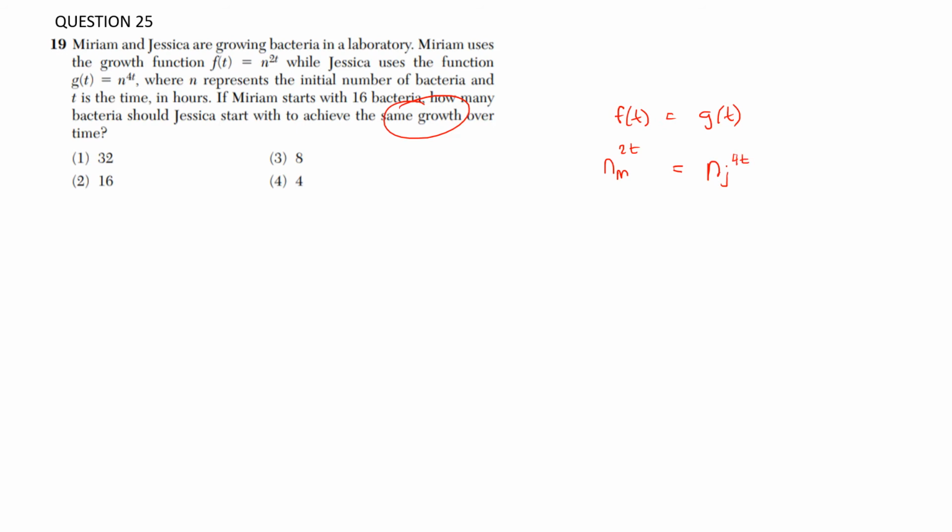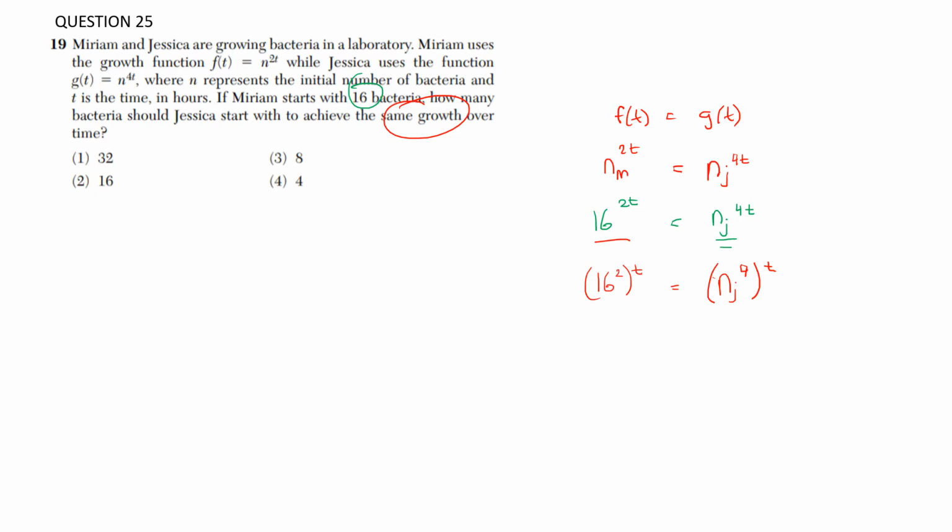Now, we are given some numbers. We're given that Miriam starts with 16. So that's 16 to the 2t equals nj to the 4t. Okay, we need to make these equal and figure out what this n is going to be. So why don't we use some exponential laws and rules that we know and simplify this real quick. This is 16 squared to the t power. This is nj to the 4th power to the t, just from laws of exponents.